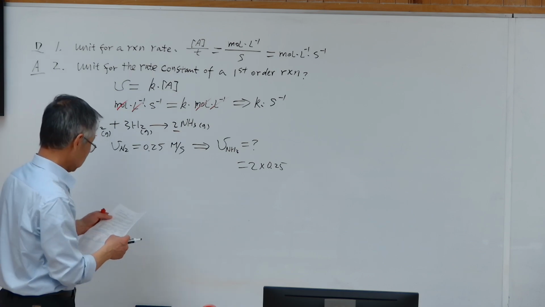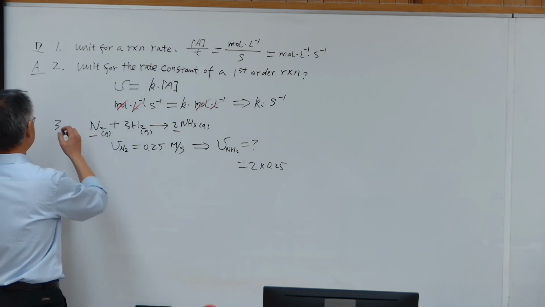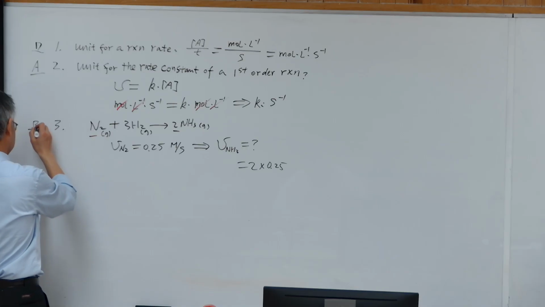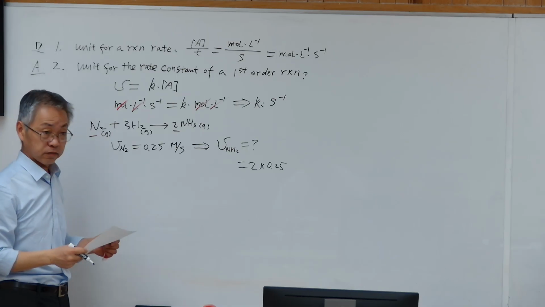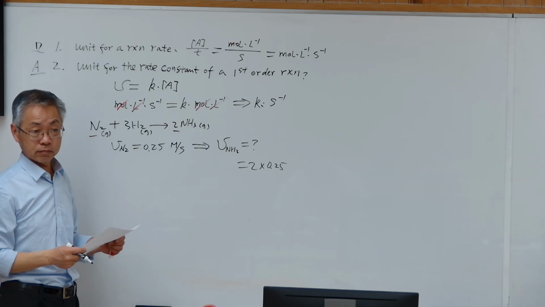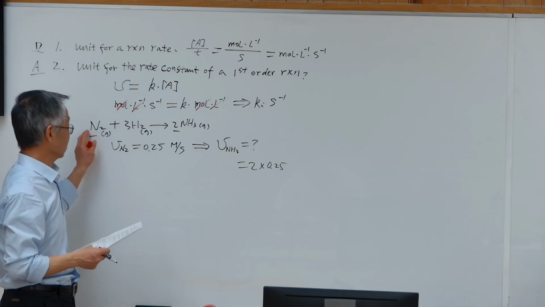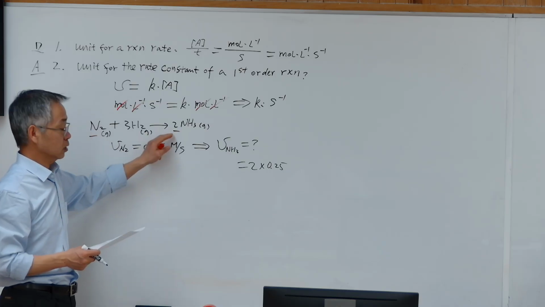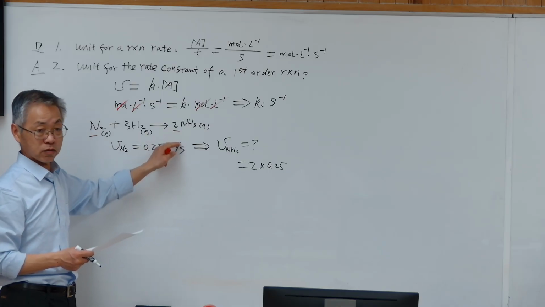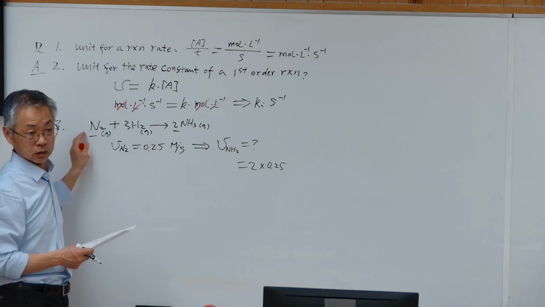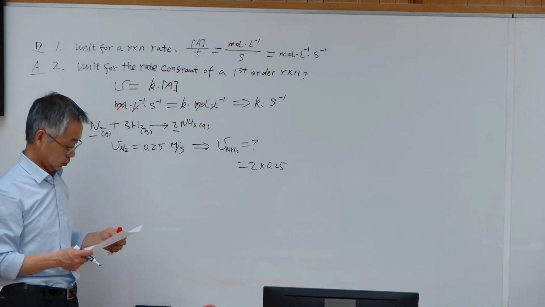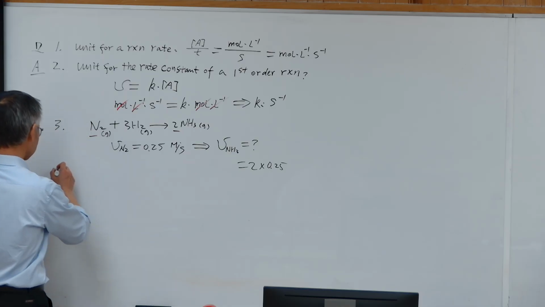Okay, so you should choose B, 0.5. Are you okay with this? Because this balanced equation tells you the ammonia formation rate is 2 times faster compared to nitrogen. Okay. Then question 4.